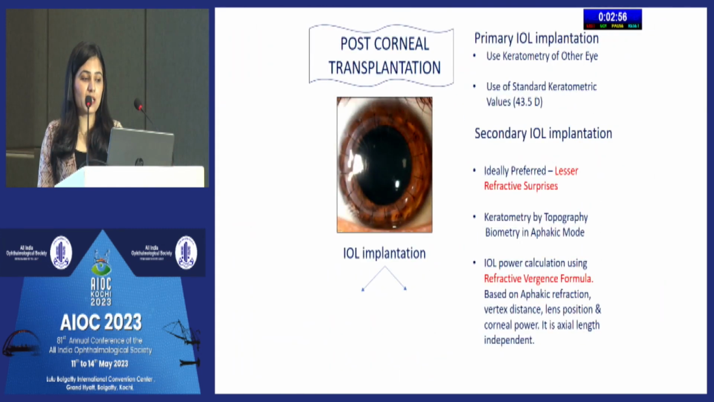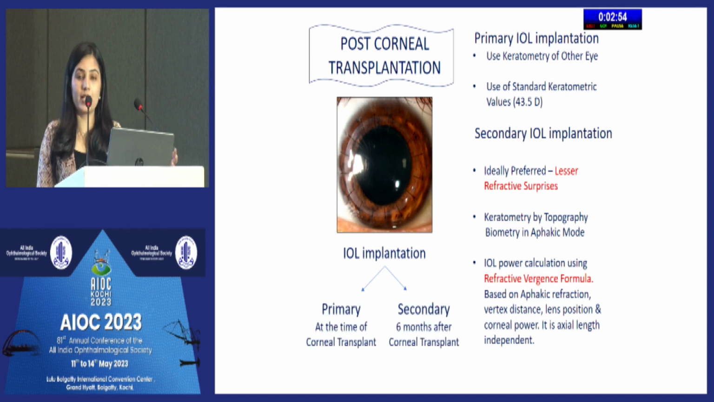For post-corneal transplantation, we can do a primary implantation at the time of the surgery, or we can do a secondary implantation 6 months after the cornea is healed. The primary implantation is done using the keratometry of the other eye, or using a standard keratometric value of 43.5 diopters. The secondary IOL implantation is more preferred as it gives fewer refractive surprises. Keratometry by topography can be done using aphakic mode. Refractive vergence formulas work well for post-corneal transplantation.